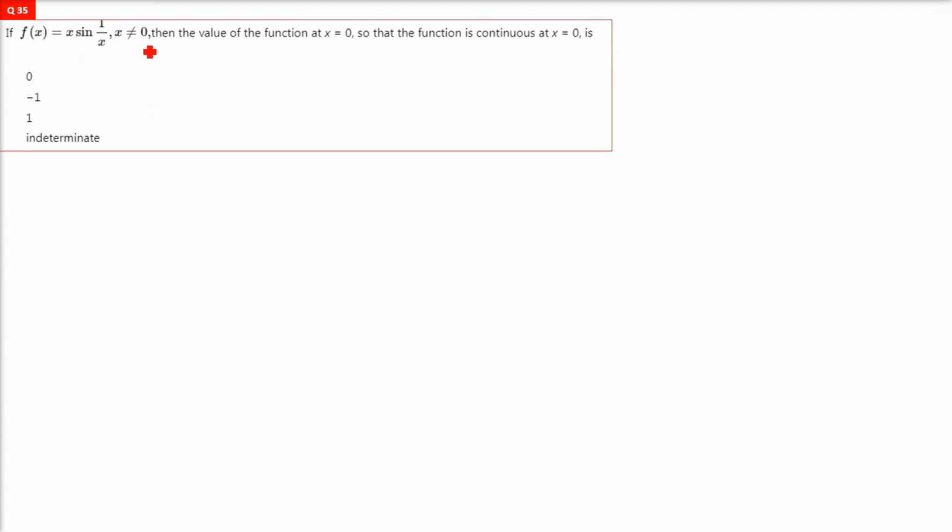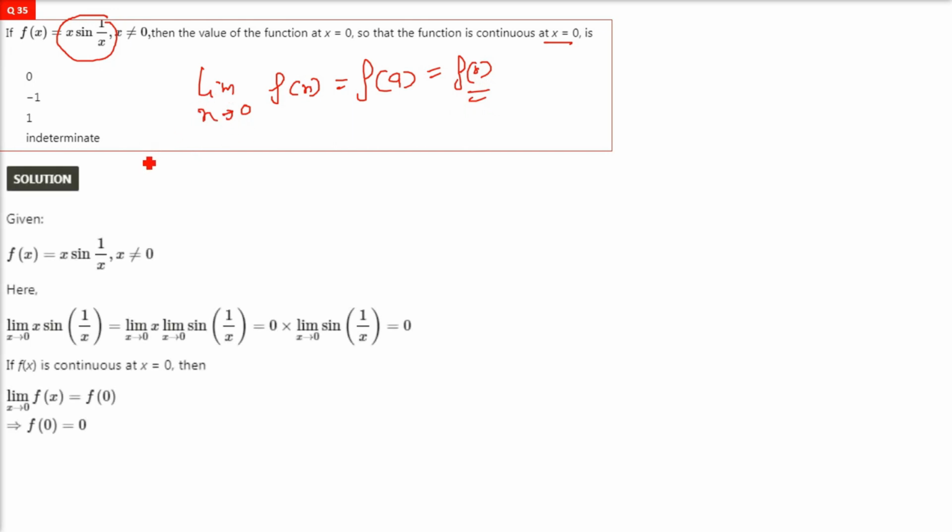If f(x) is x sin 1 by x, x is not equal to 0, then the value of the function at x equals 0, so that the function is continuous at x equals 0 is. So you just have to find out the limit of x sin 1 by x, limit x tends to 0, because x is not equal to 0. f(x) is equal to f(0). a is 0 here, f(0).